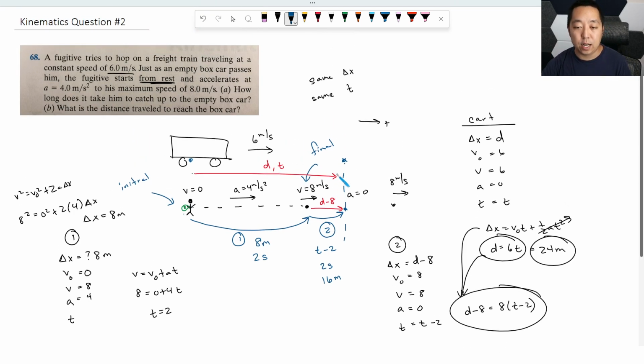So that's kind of the setup, right? The biggest thing is making sure you know how to set up all of those variables, and set up the displacement, the initial velocity and the time. So I hope that was helpful.